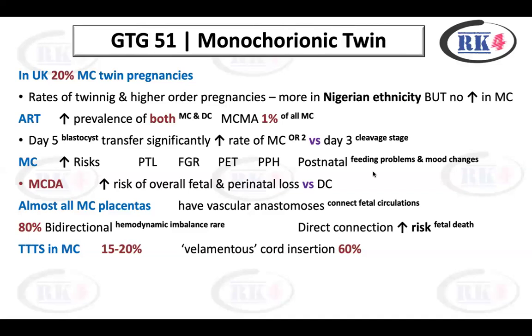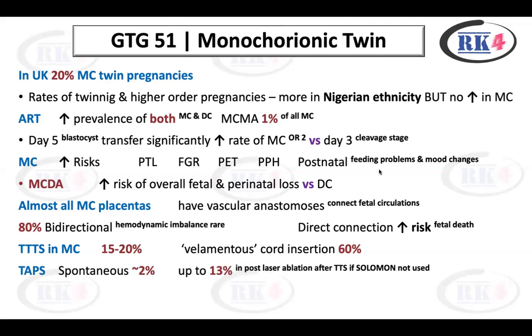Twin transfusion syndrome, TTTS. This is about 15 to 20%. Now, once again, this figure has changed. Now, the chances of TTTS are increased. Previously, it was 15%. Now, it's 15 to 20%. So, there is a change. In about 60% of TTTS, you find velamentous cord insertion. Previously, it was 50%. So, you see there is a change.